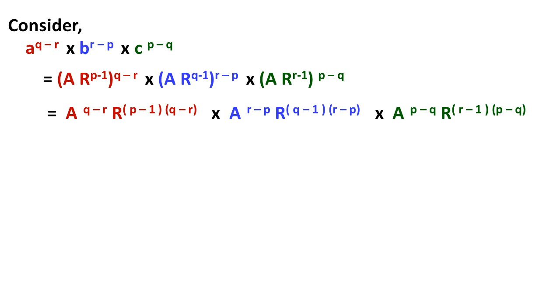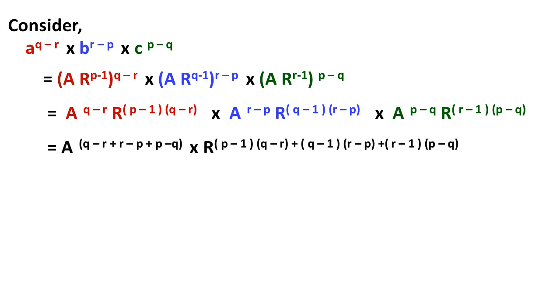So now let us group all the terms of a and all the terms of r. As we have the product in between, it is easy to group the terms. So the terms with a, when it is raised to the power as q minus r plus r minus p plus p minus q, all the positive and negative terms get cancelled. Similarly to the power r also, if you simplify p minus 1 into q minus r plus q minus 1 into r minus p plus r minus 1 into p minus q, you will get the power r to the power raised as 0. Simplification is not shown here.